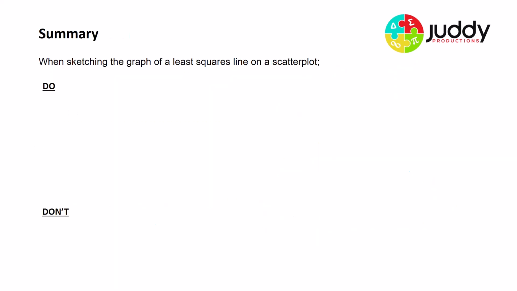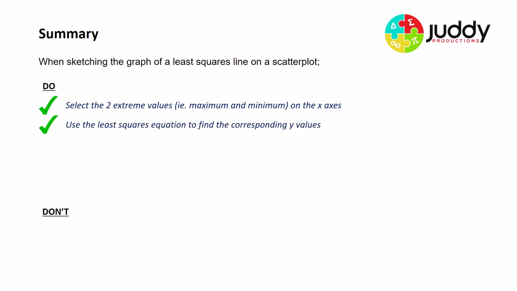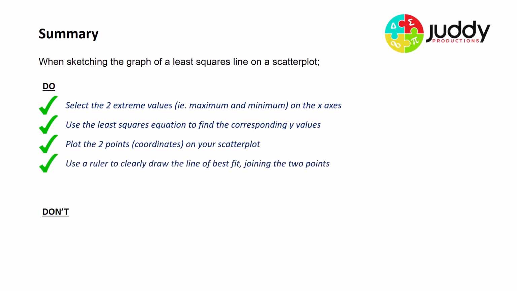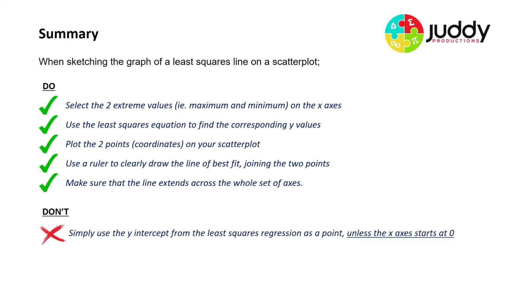Easy marks. So, in summary, when sketching the graphs of a least squares line on a scatterplot, do select two extreme values, that's the maximum and minimum on the x-axis. Do use the least squares equation to find the corresponding y values. Do plot the 2 points, that is the coordinates on your scatterplot. And do use a ruler to clearly draw the line of best fit joining the 2 points. And finally, do make sure that the lines extend across the whole set of axes. The only don't we need to be aware of is don't simply use the y-intercept from the least squares regression as a point, unless the x-axis starts at 0.